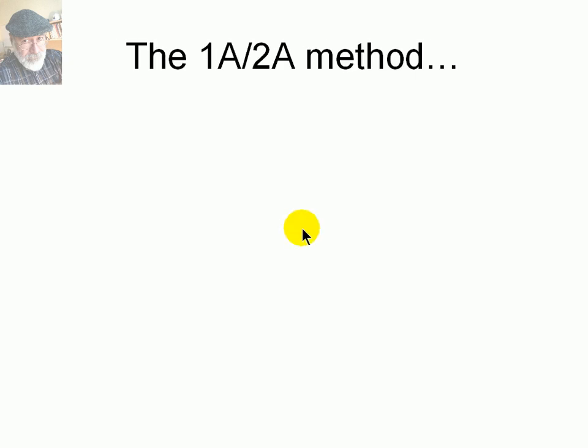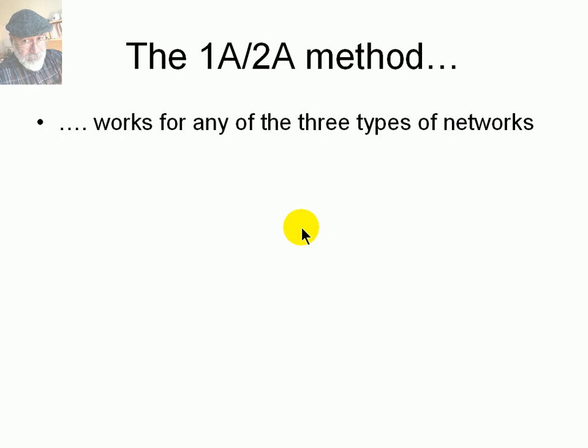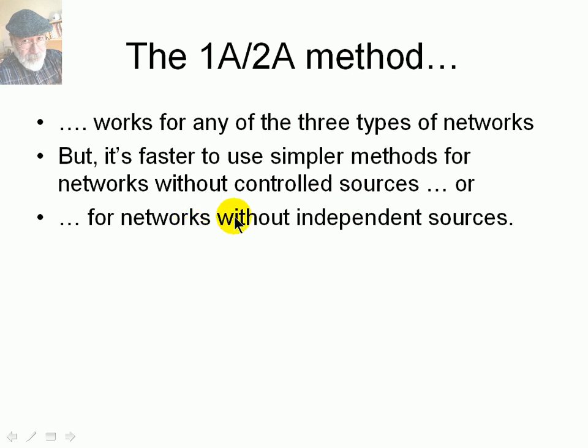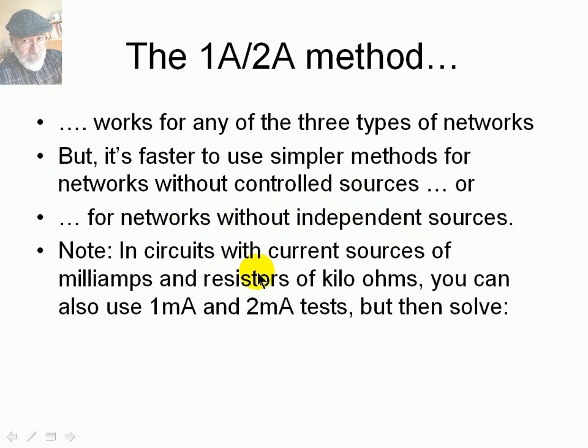Let's have a look at the 1 amp, 2 amp method. It works for any of the 3 types of networks. That's right. This is the generic case. But it's faster to use simpler methods for networks without control sources or networks without independent sources.